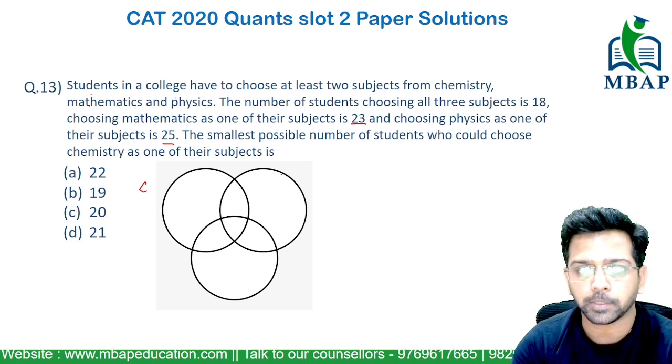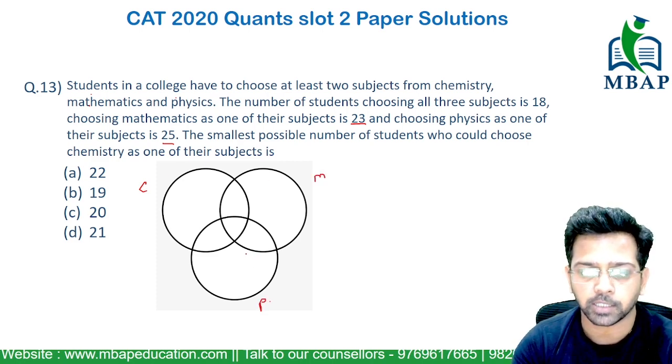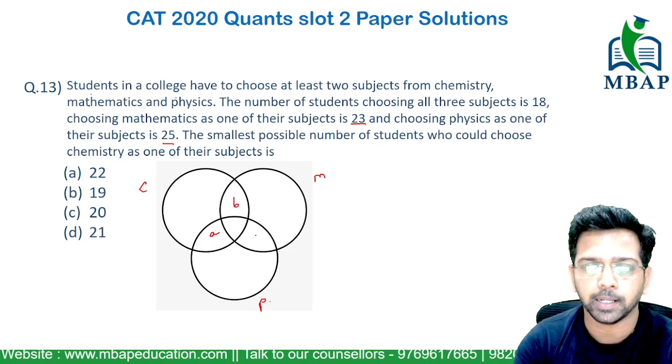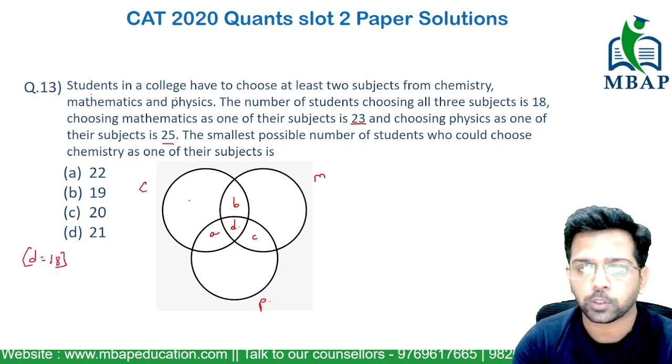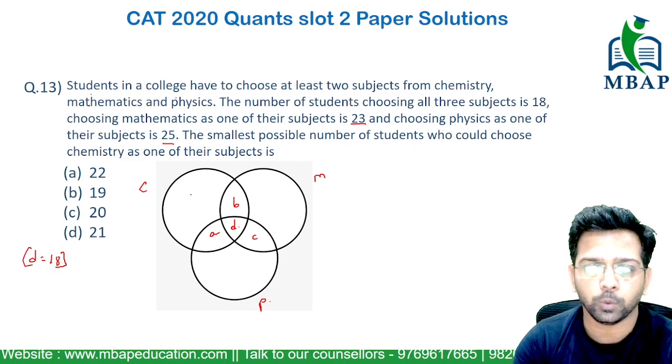Let's put this as chemistry. On one side, let's put this as math, and let's put this as physics. Number of people or elements which will be having at least 2 subjects together, let's put this as A, B and C. And all 3 of them, let's put as D. So what is being given to me? D has been given to me as 18. Now let's also consider only C, only M and only P as X, Y and Z.